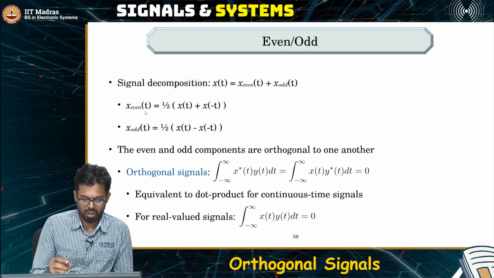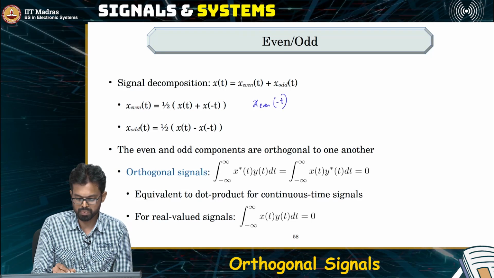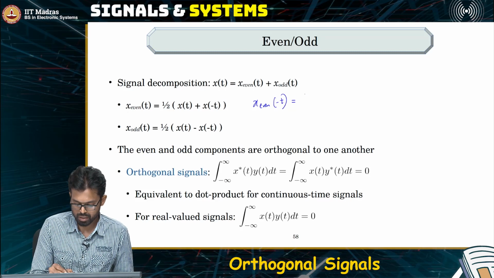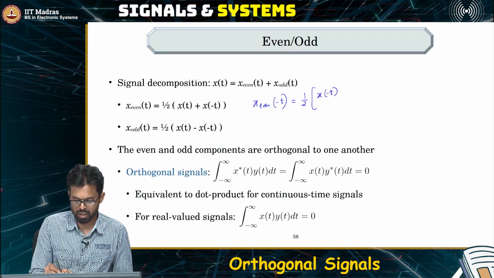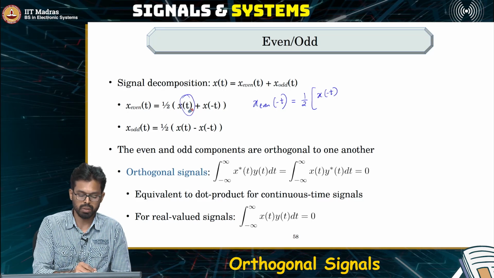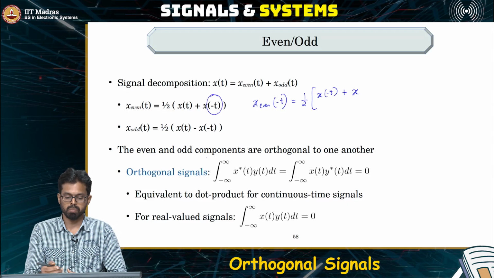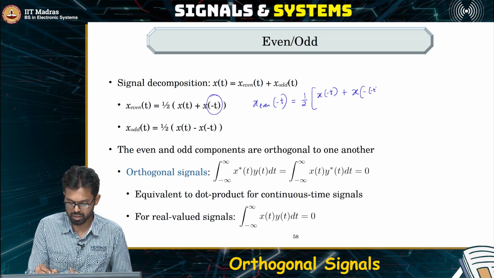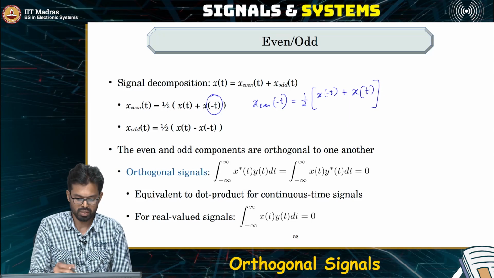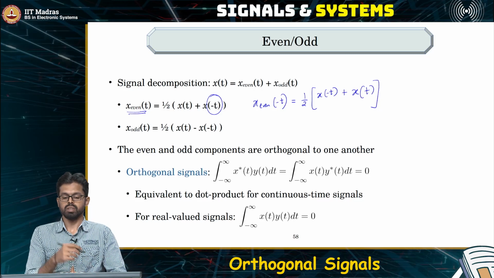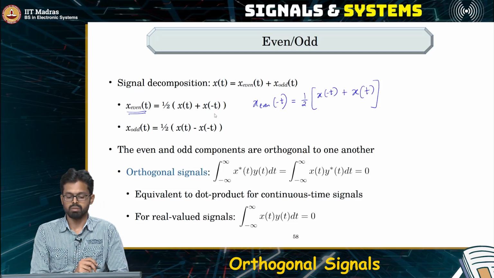So let's compute x even of minus t. What is this? If you see, this is half x of minus t plus x of t. Basically, wherever there is t, you replace that with minus t. So there is minus t here, you replace with minus of minus t, which is plus t, which is exactly the same signal again. So this is satisfying the symmetry property of even signals, and hence this becomes an even signal.